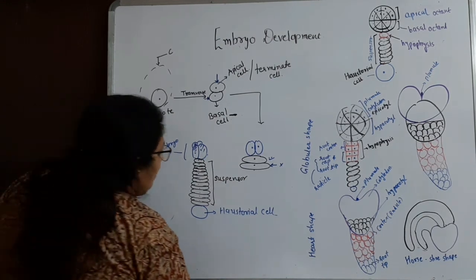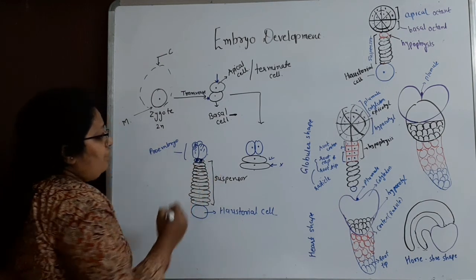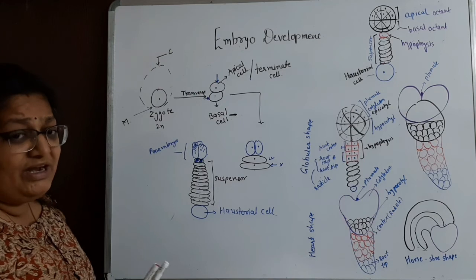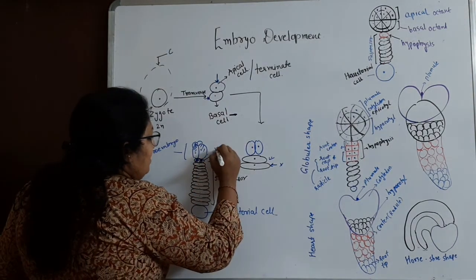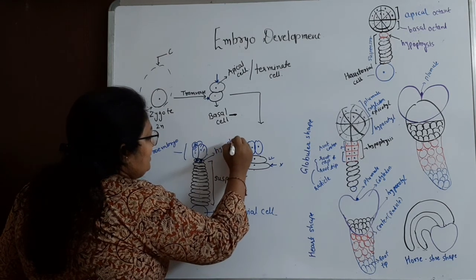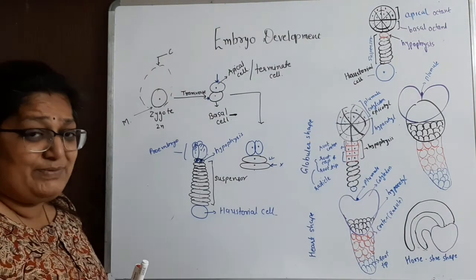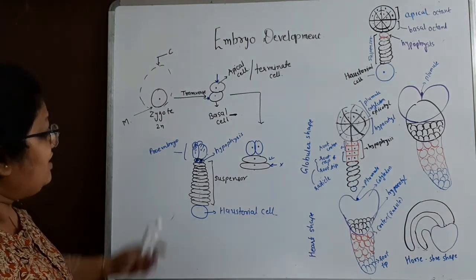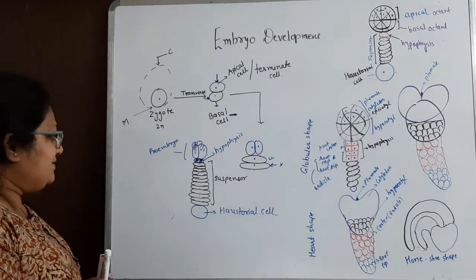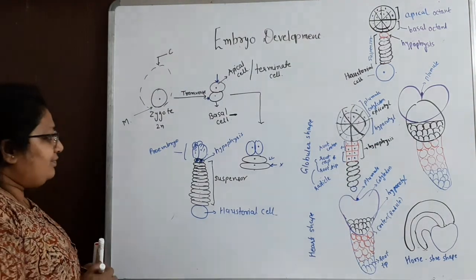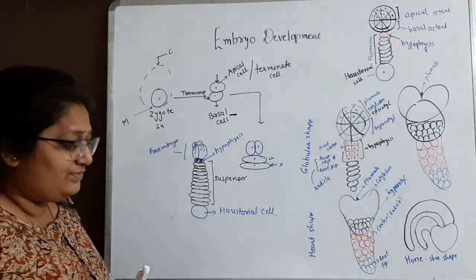That upper cell of the suspensor, which lies in contact with the apical cells or proembryo, is known as the hypophysis. The top cell of the suspensor which is in contact with the apical cell is known as the hypophysis. Got it? Now, these apical cells, there are 4 apical cells.